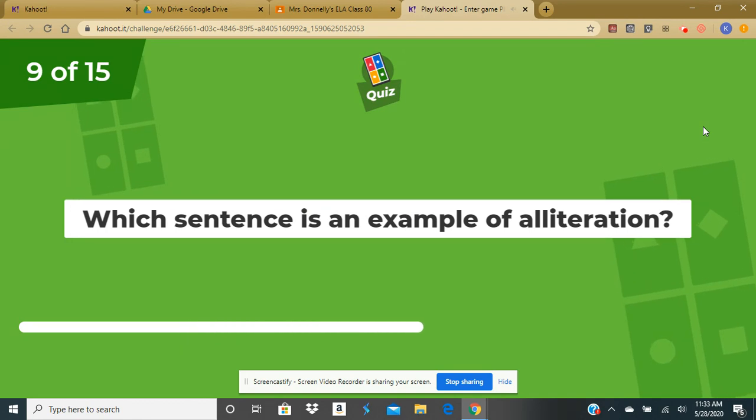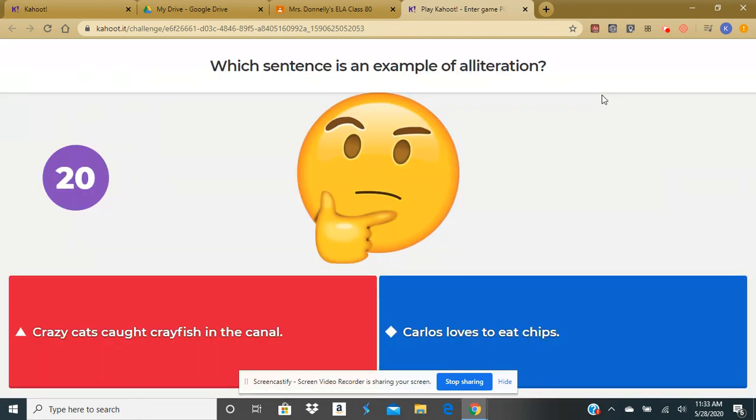Which sentence is an example of alliteration? Crazy cats caught crayfish in the canal. Carlos loves to eat chips. Now I notice here Carlos and chips both start with a C, but they do not have the same C sound. Crazy cats caught crayfish in the canal.